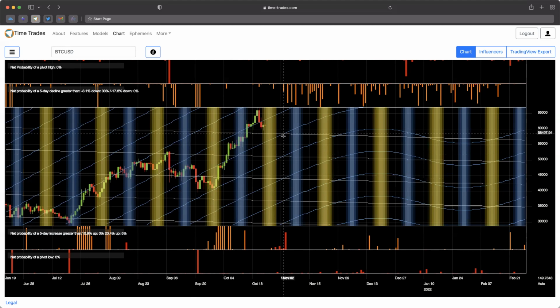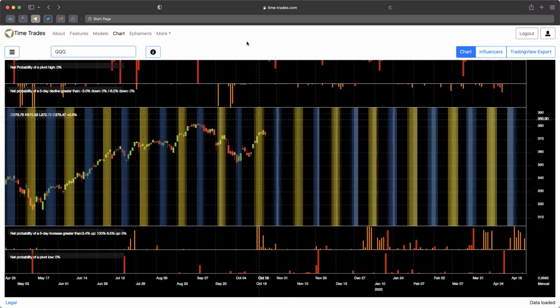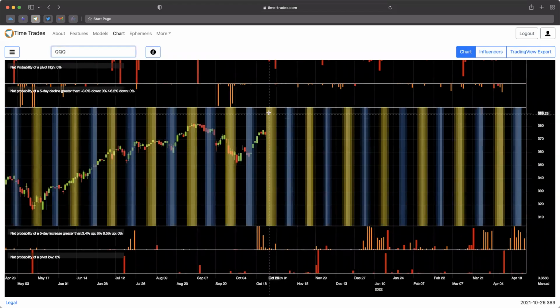All right, so pretty interesting opportunities here in ADA and Bitcoin. Let's take a quick look at stocks. I always like to look at the Qs. That's what I tend to trade the most. And the QQQ is showing a probability of an up day here, or sorry, a pivot high, a 37% probability of a pivot high on October 29th.